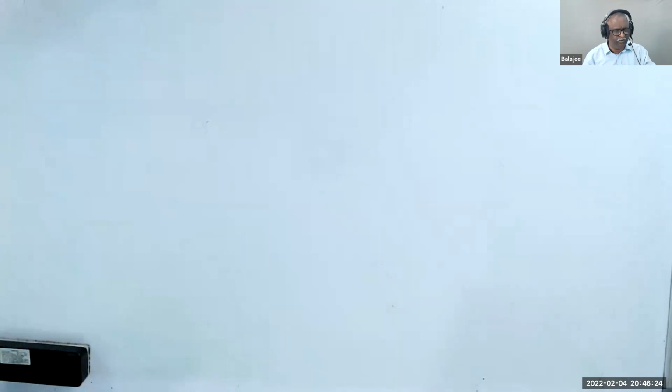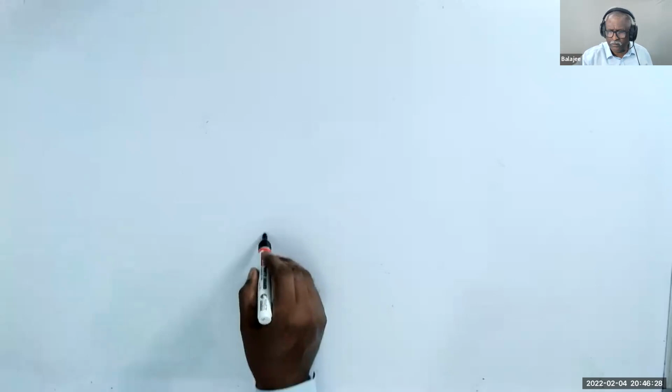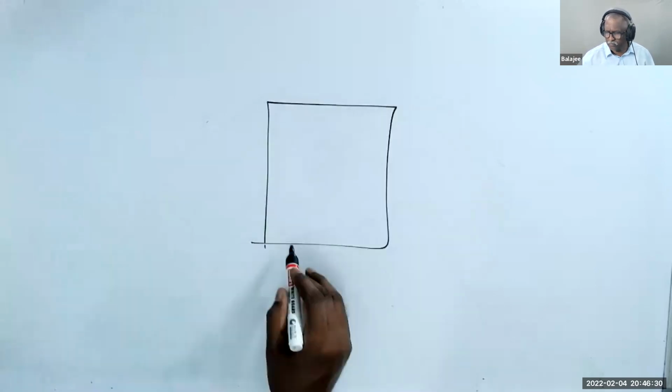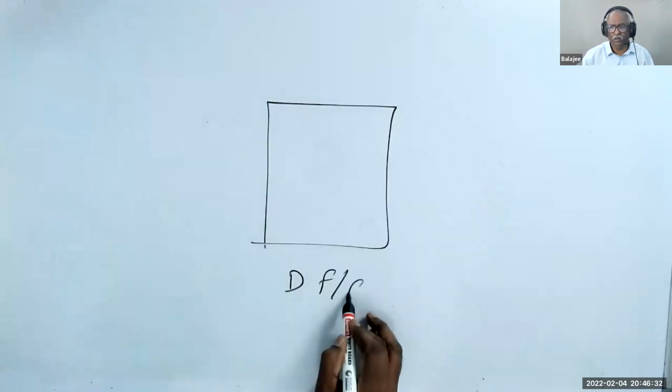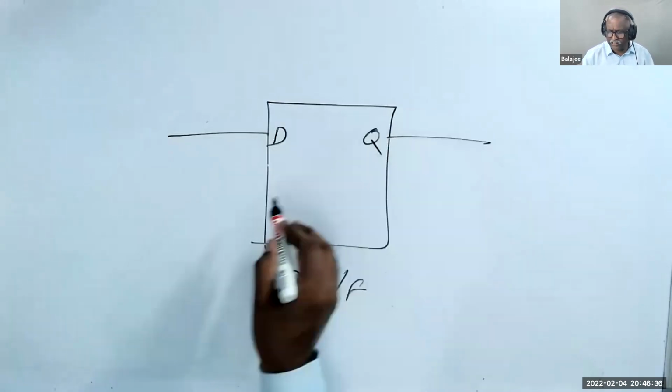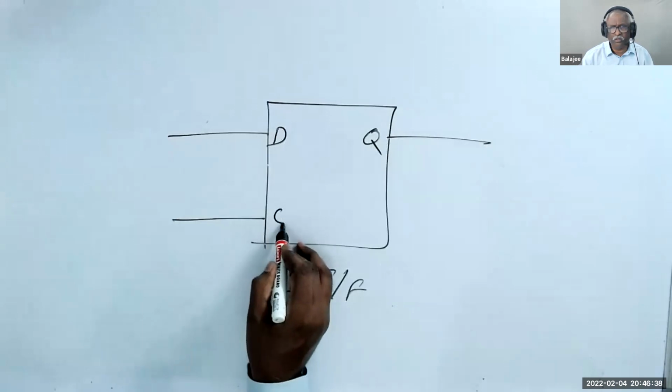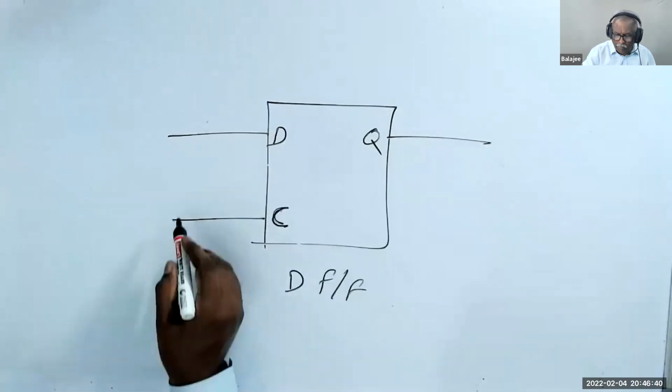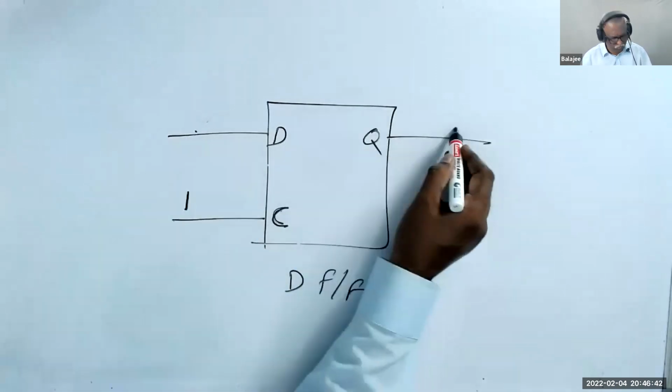I've already told you this. If you remember this, don't forget this. If there's a D flip-flop, I have a D, I have a Q, I have a C. Whenever C becomes 1, the D goes to Q.